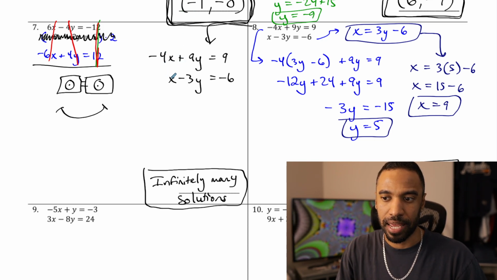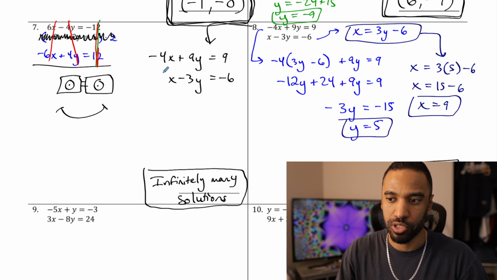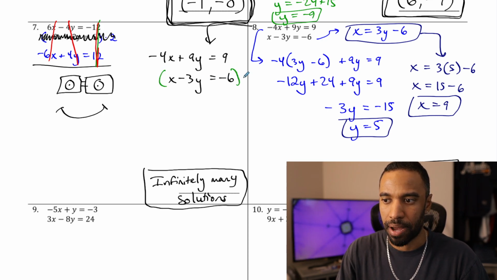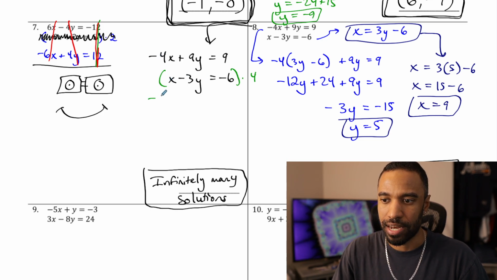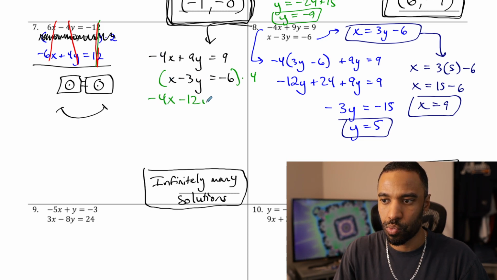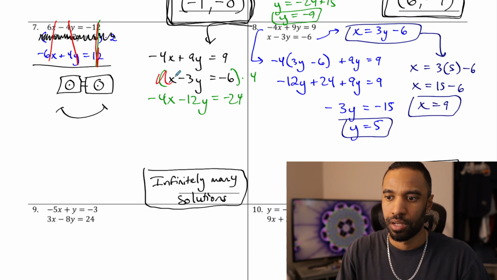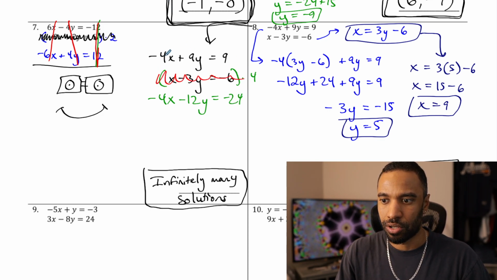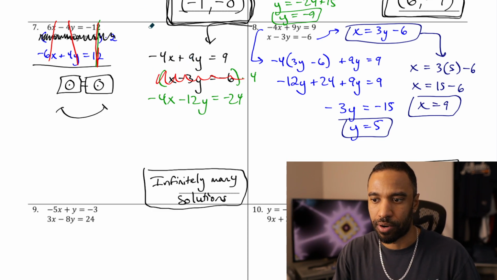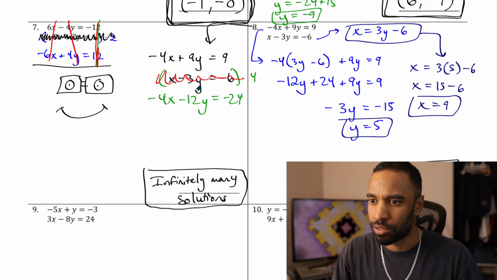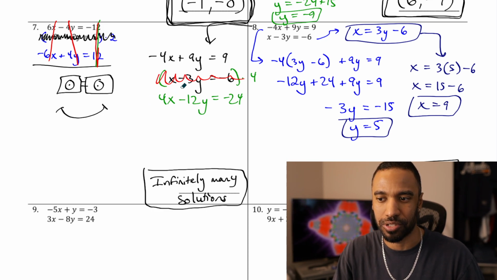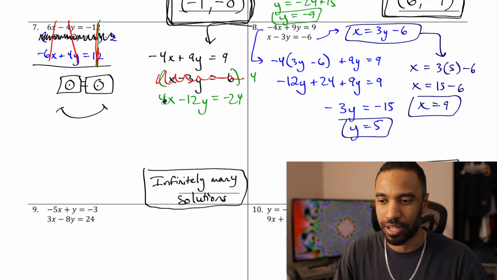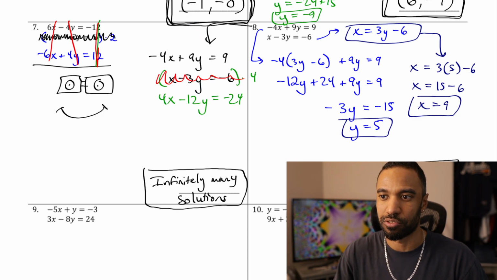One way is I can eliminate x first to solve for y. If I multiply the whole bottom equation by 4, I'll get 4x minus 12y equals negative 24. Oh, I'm sorry, it's a positive 4x. I don't know why I said negative. I was like, why did I make all these negative? Because those are negative. Okay, positive 4x minus 12y equals negative 24.